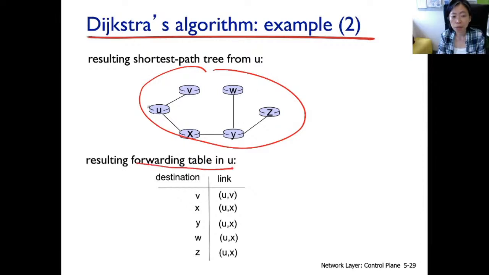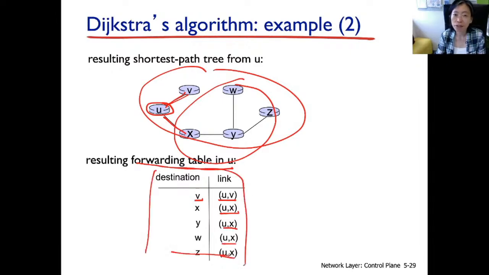The forwarding table that we need to install in router U is this. For destination V, whatever the shortest path indicates, this link here between UV. But for all the rest of the destinations, this other link, UX link. And this is how we come up with the forwarding table after running the routing algorithm. So using Dijkstra, let's build the shortest path tree. And it's clear, for the destination over this branch of the tree, take UV. For all the destinations over this branch of the tree, take link UX.